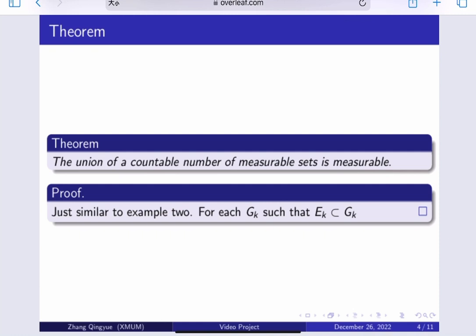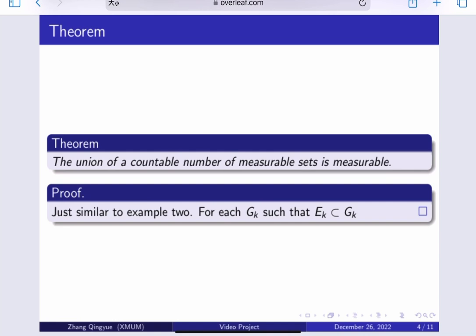After the above simple examples, we have a better understanding of the definition. Then we come to the theorems. The first theorem is: the union of a countable number of measurable sets is measurable.